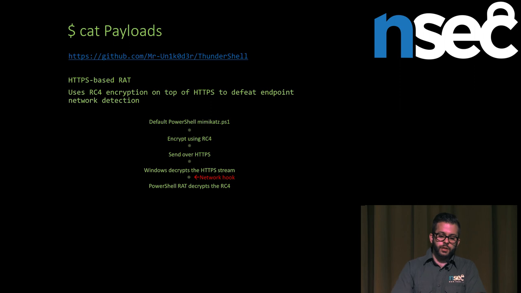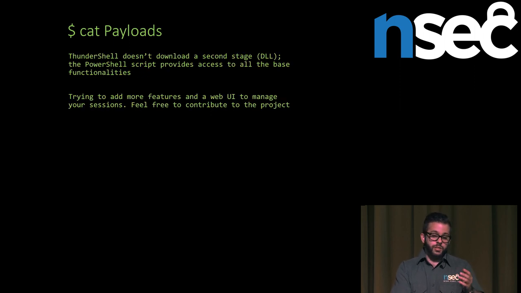So this is basically the schema of how the Thundershell RAT works. You use RC4 encryption, send over HTTPS, Windows decrypts the HTTPS stream, then the network is at that position, and the PowerShell RAT decrypts the RC4 after the hook was set. So they have zero visibility. Again, it just doesn't download the second stage, which is a good thing.